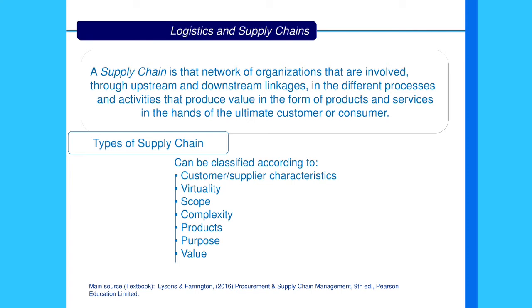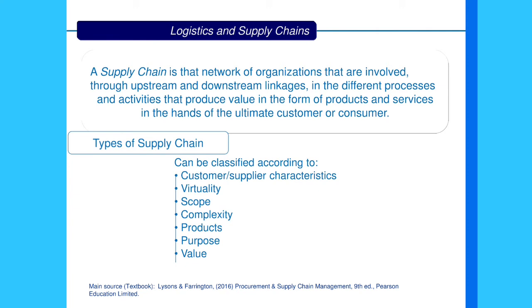So what is a supply chain? A supply chain is that network of organizations that are involved through upstream and downstream linkages in the different processes and activities that produce value in the form of products and services in the hands of the ultimate customer or consumer. So here you need to understand what are upstream linkages and what are downstream linkages.